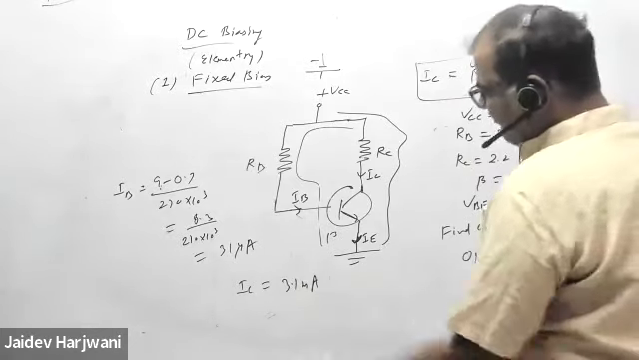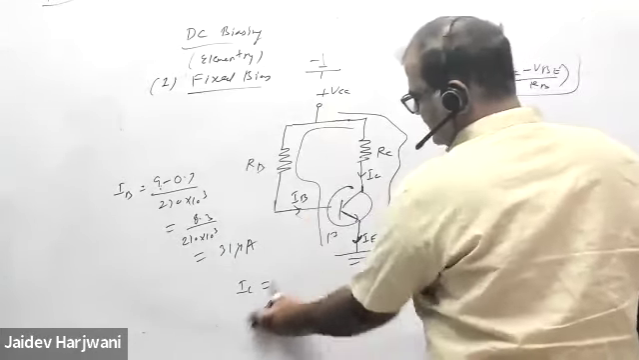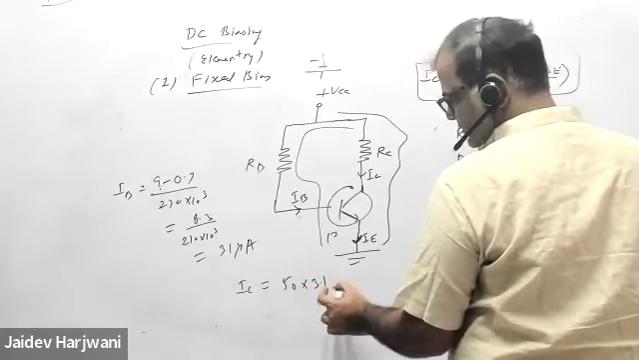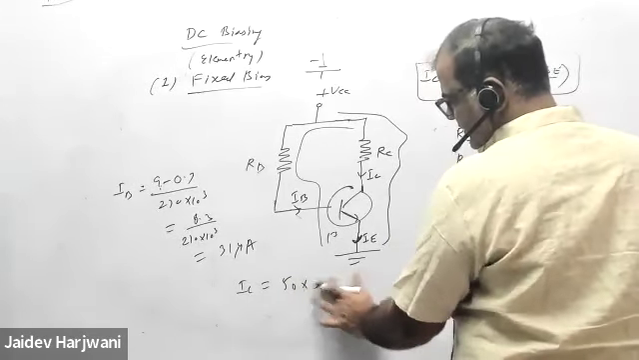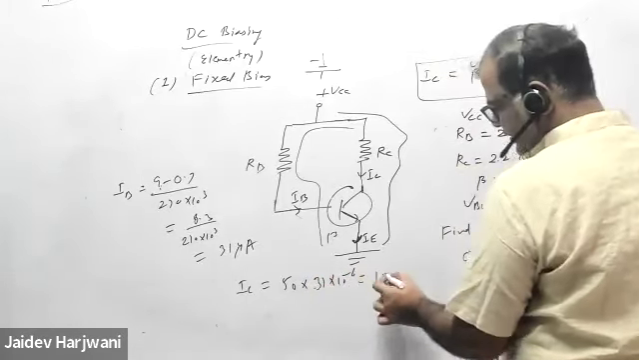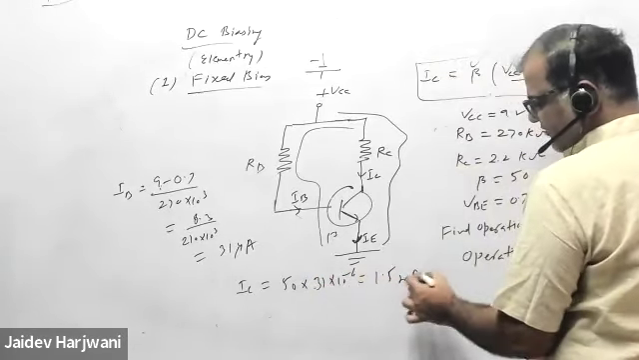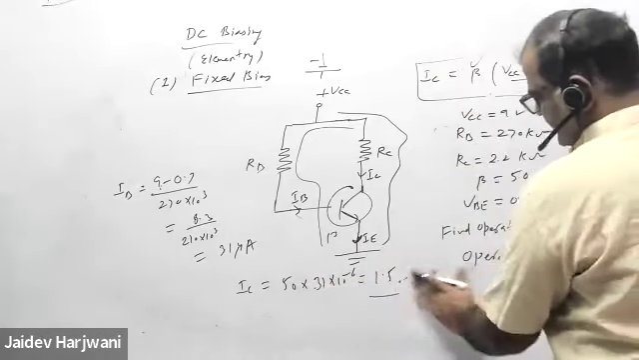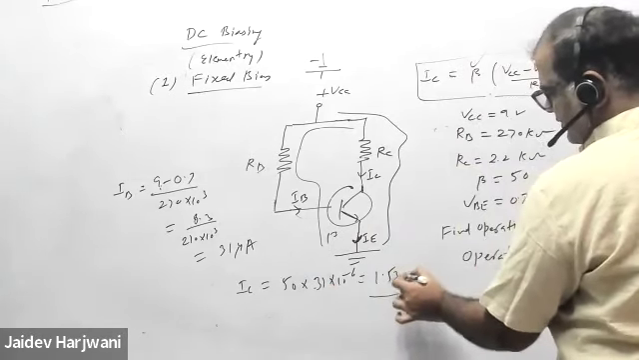Beta is 50, so 50 into 31 microampere gives 1.53 milliampere. I'm taking roughly 1.5, you take accurate, okay? 1.53 milliampere.